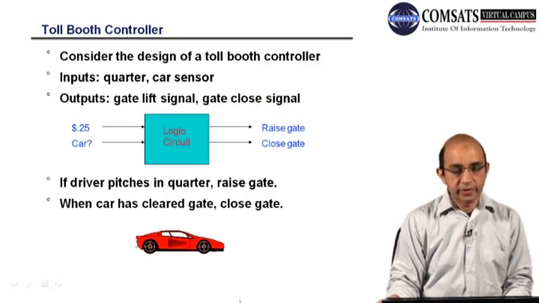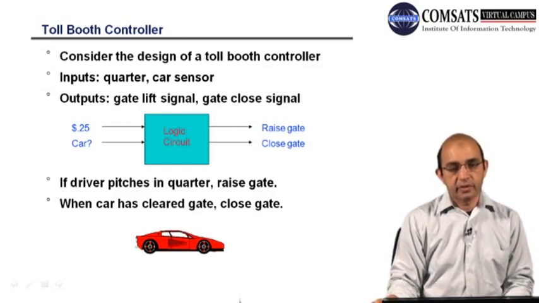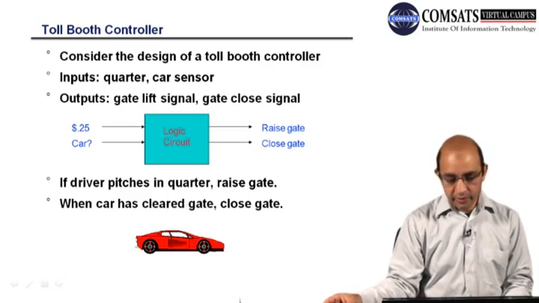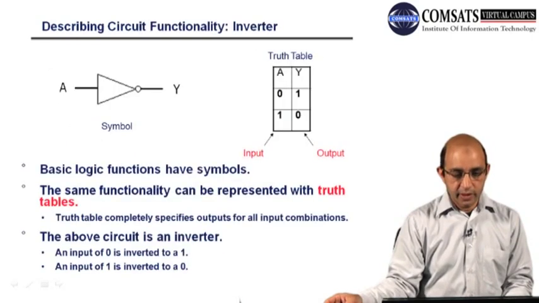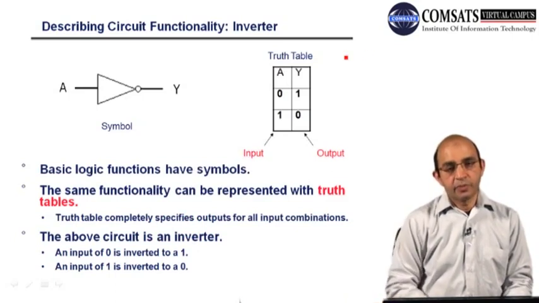So we have two inputs. A quarter has to be thrown, and then the sensor should sense the car, and then the gate should open, right? And when the car has passed, the gate has to be closed. So this is a very simple example of a digital circuit. So you have two inputs, and you want two desired outputs, right? So the truth tables are very important.